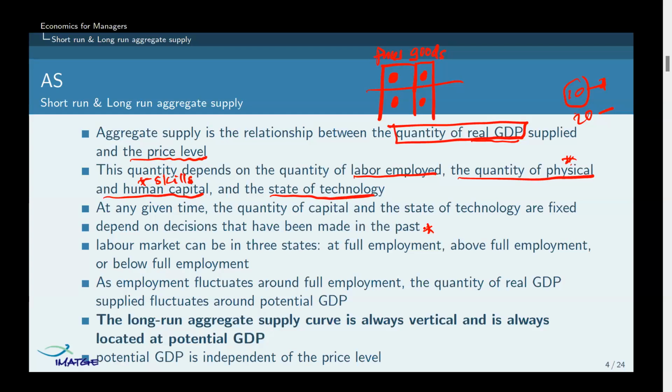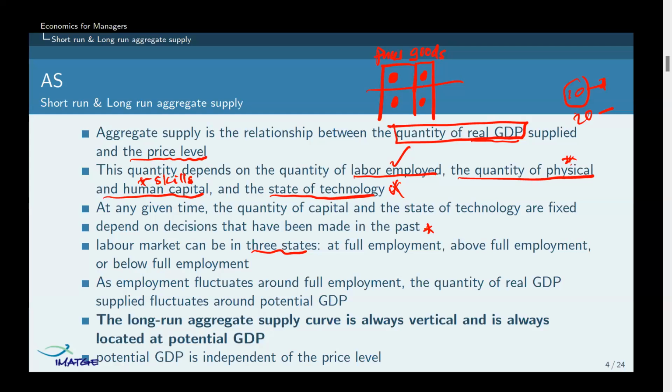So the labor market can be in 3 states. Remember here we talked of 3 determinants of the real GDP in the economy, or of the quantity of goods supplied in the economy. We talked of labor, we talked of physical and human capital, we talked of state of technology. These are the 3 main ones, but it doesn't mean that this is an exhaustive list. There are other factors that we can list here, but I decided to talk on these 3, right? So we said the state of technology and quantity of capital are fixed, but labor now, the labor market can be in 3 states.